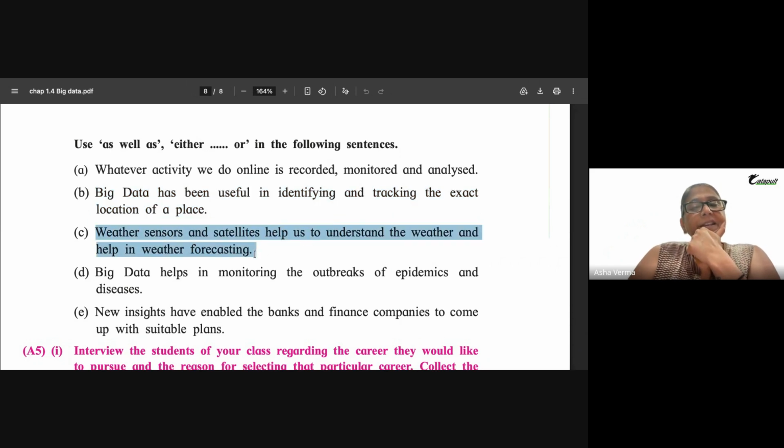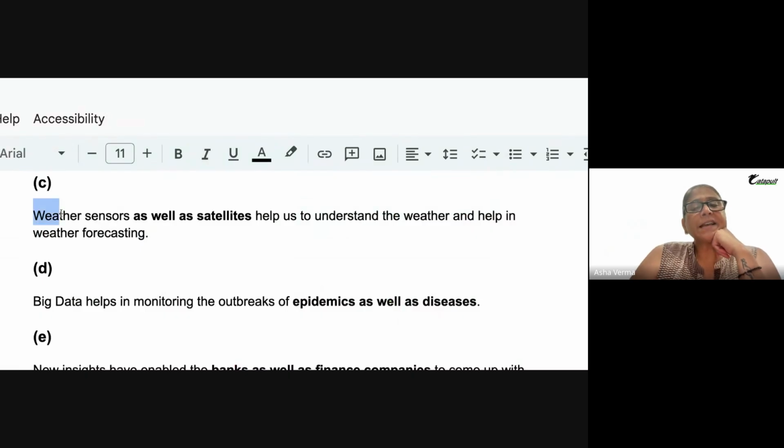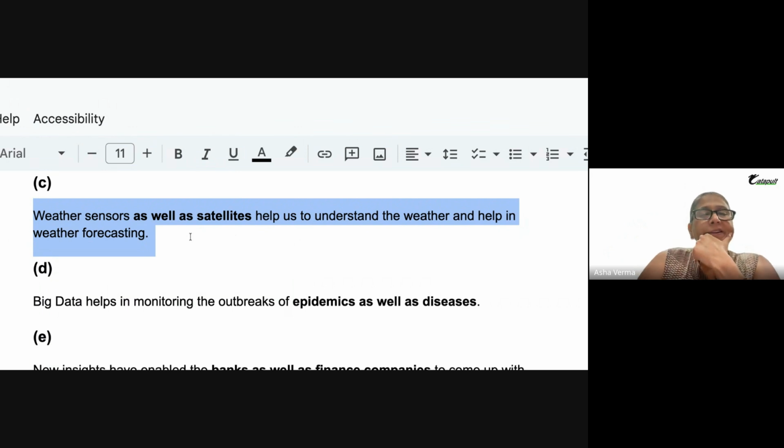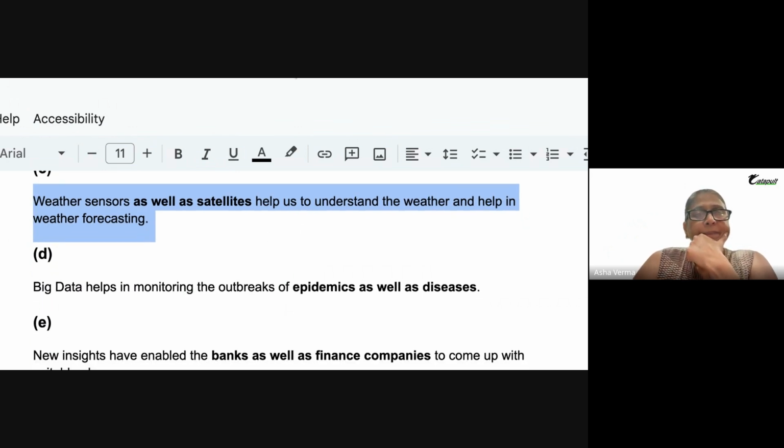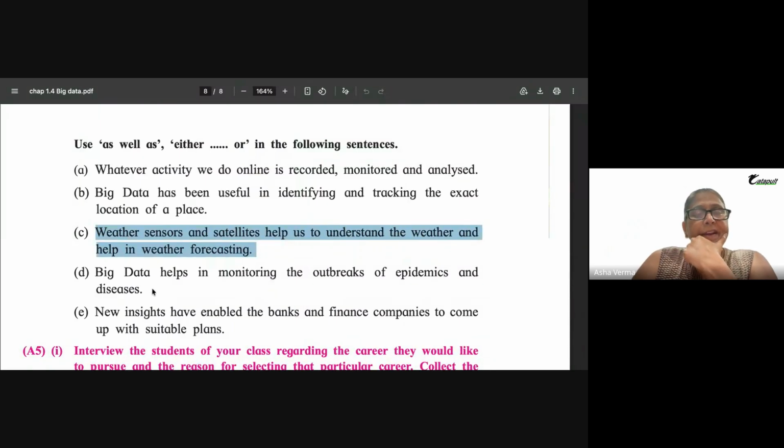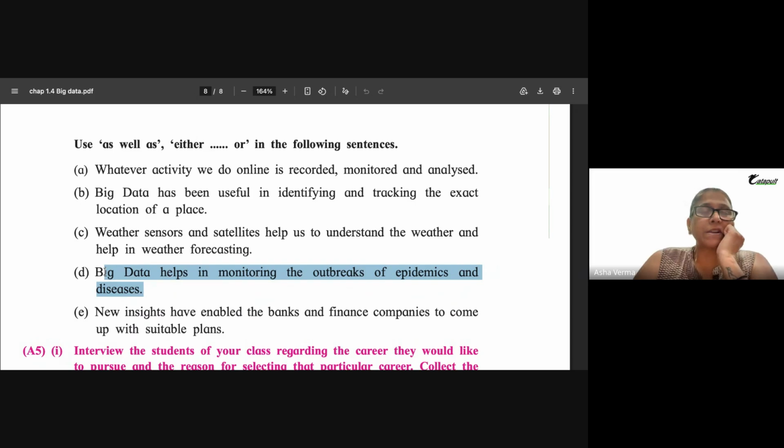Weather sensors as well as satellites help us to understand the weather and weather forecasting. The next sentence is, big data helps in monitoring the outbreaks of epidemics as well as diseases.